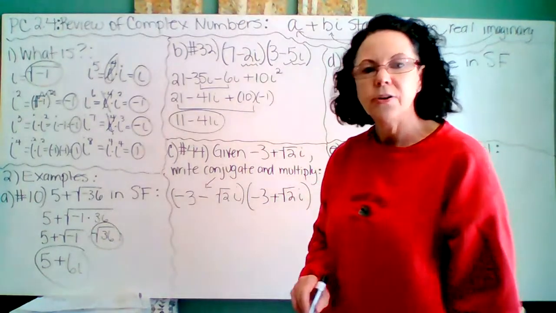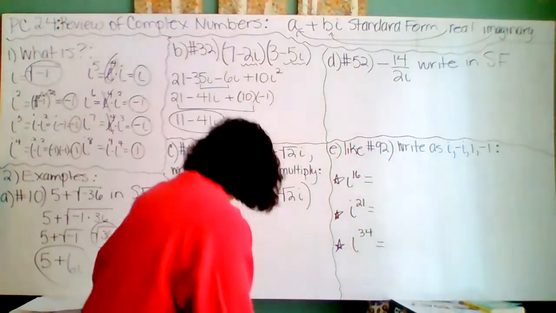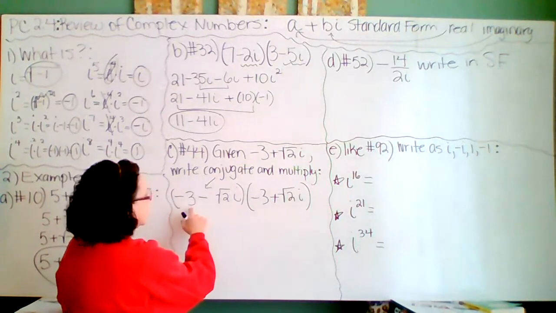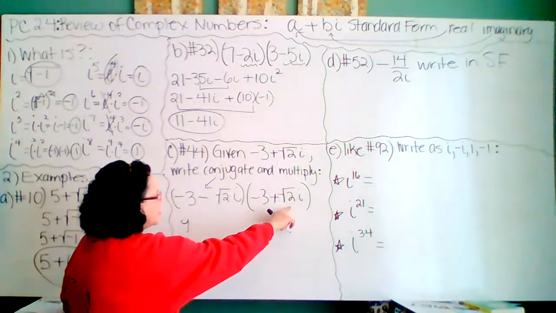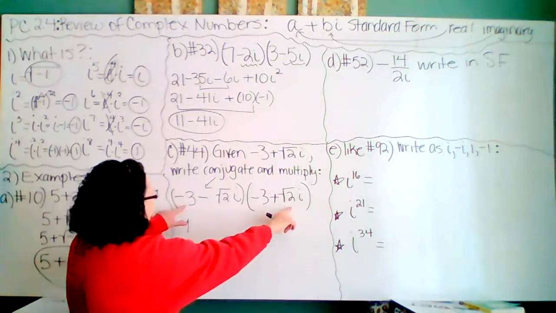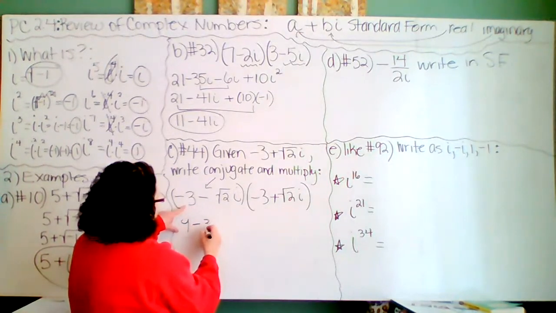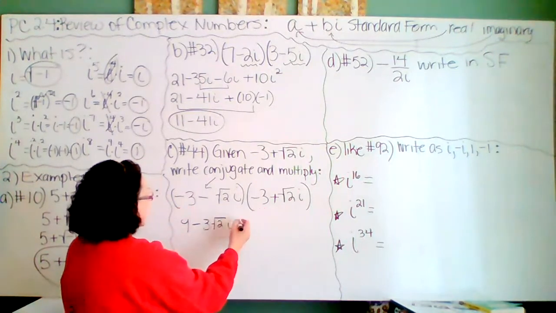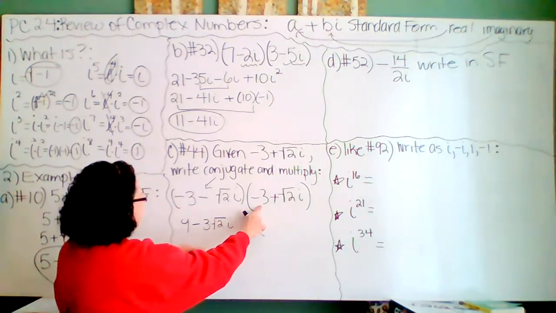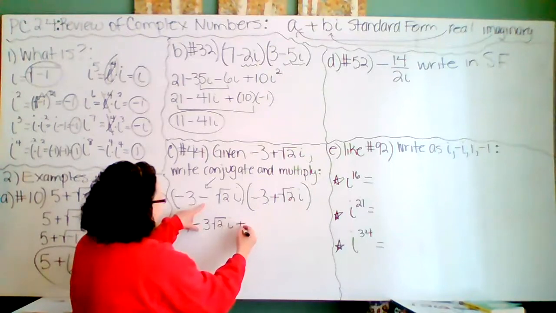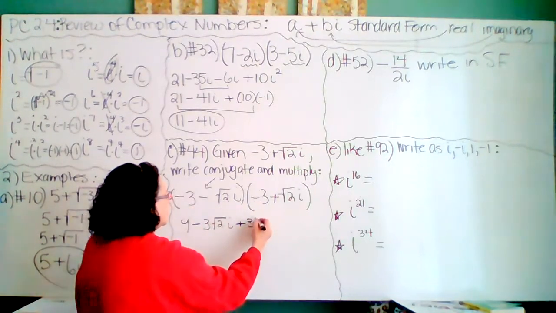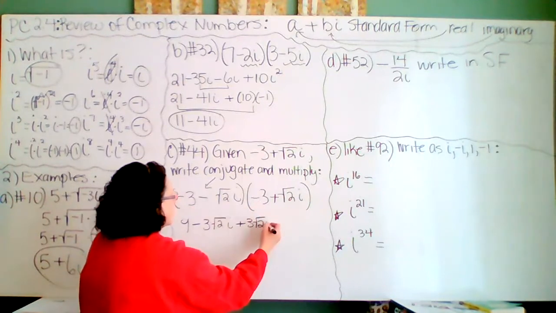Let's do first, outer, inner, last again. Negative 3 times negative 3 is 9. Negative 3 times the square root of 2i, don't let that throw you. First of all, it's negative 3 square roots of 2i. On the inside, a negative times a negative is a positive. A 3 times the square root of 2, we'll simply write i.